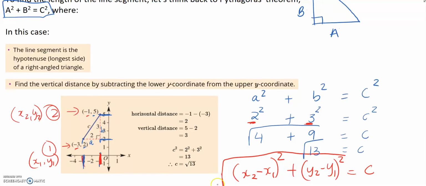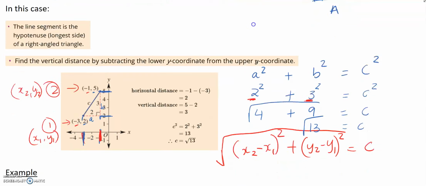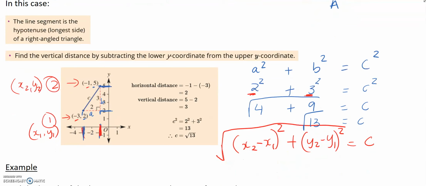So that brings us to the midpoint formula. And not the midpoint formula, the distance formula. And the distance formula is x2 take away x1, square that, plus y2 take away y1, square that. And once you find the square root of that, it gives you the distance of a line segment. Okay, let's do an example.